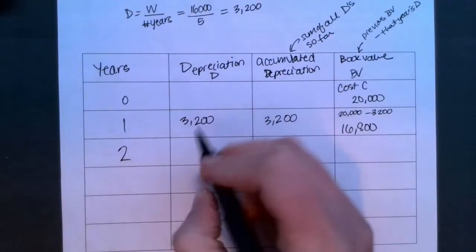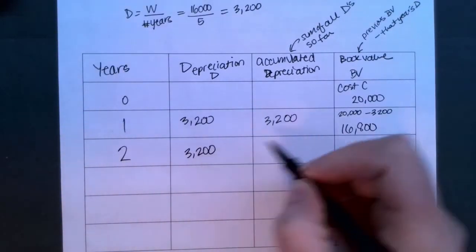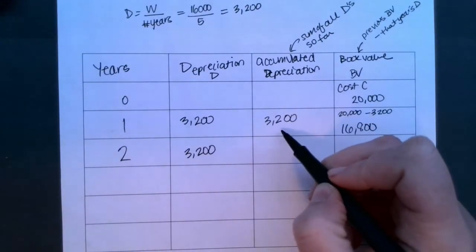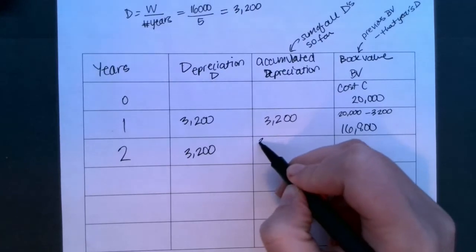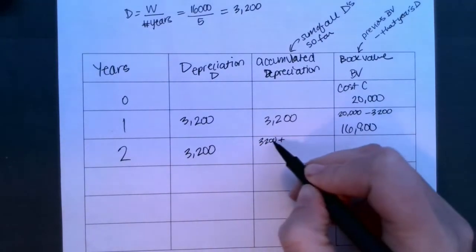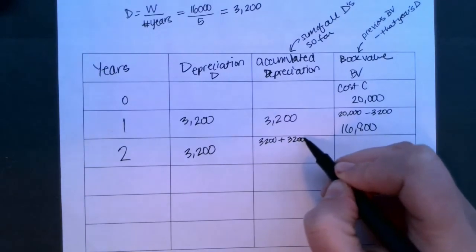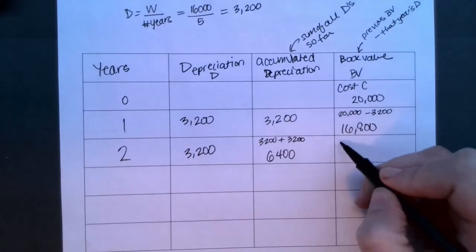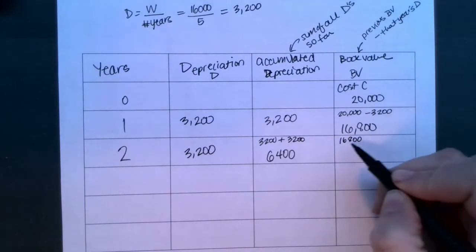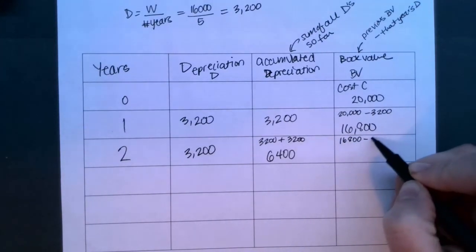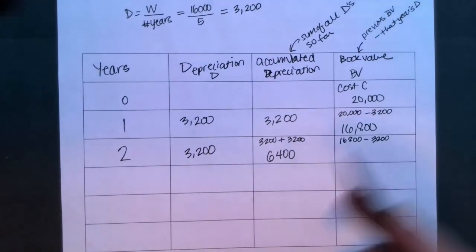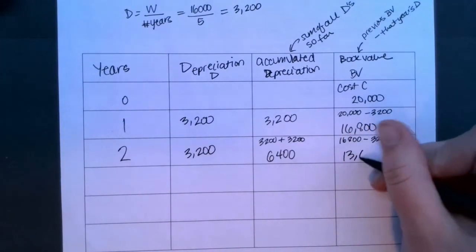In year 2, we have the same amount. So now our accumulated depreciation is going to be the previous accumulated depreciation plus this one. So here it's going to be 3,200 plus itself, so we get 6,400. And then our book value here is going to be 16,800 minus our 3,200. So again, our previous book value minus our current depreciation, which should give us 13,600.